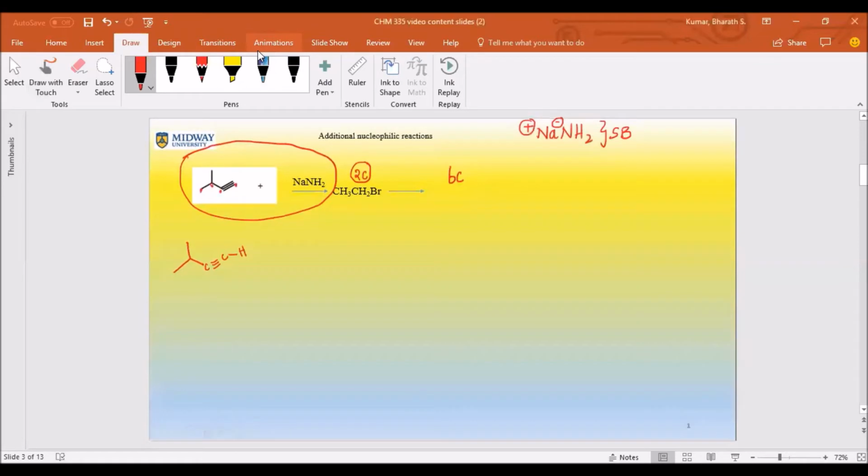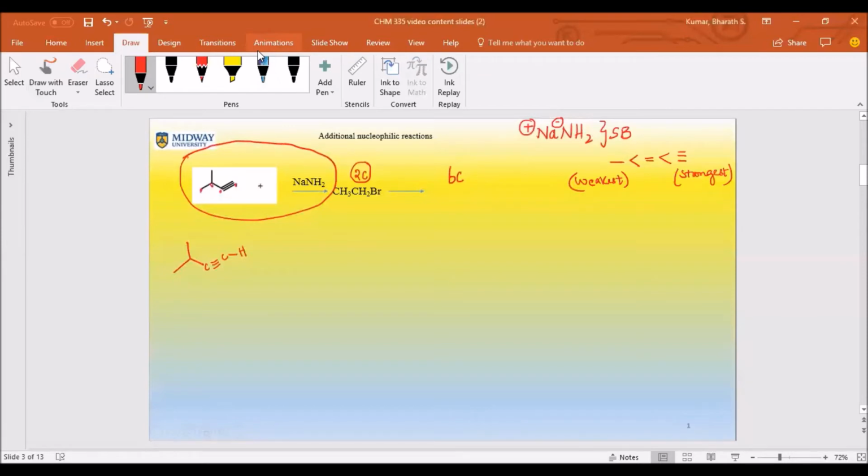And I want to add one more piece of information. Your single bond is less strong compared to a double bond, which is less strong than a triple bond. So this is your strongest, and this is your weakest. Why is that knowledge important? Because the hydrogen attached to a carbon containing a triple bond is more acidic than a hydrogen attached to a carbon containing a single bond.